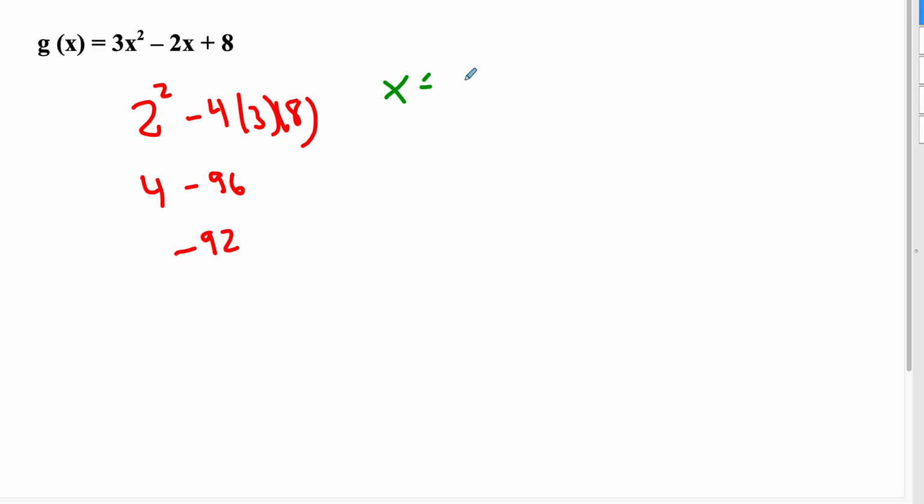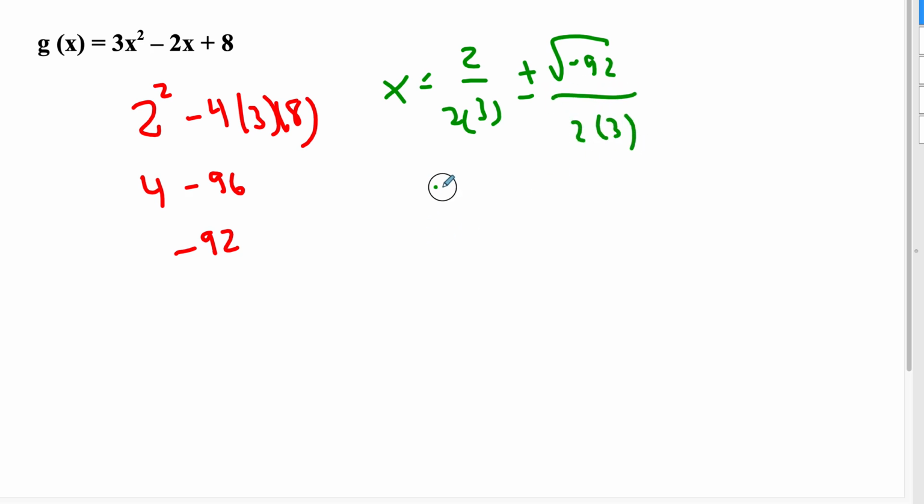We use, you guessed it, the quadratic formula. So opposite of b, aka opposite of -2, over 2 times 3, plus or minus. Now please notice this plus or minus. Now we know full well the b squared minus 4ac is going to be negative 92, so root 92i, over 2 times 3, which is 6.